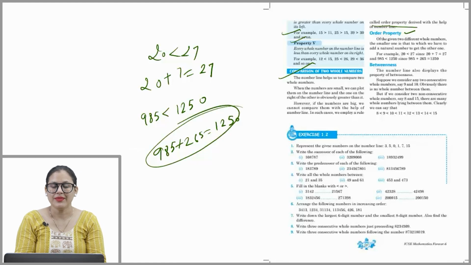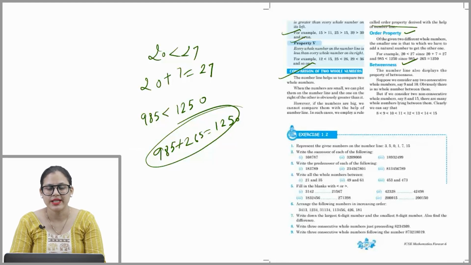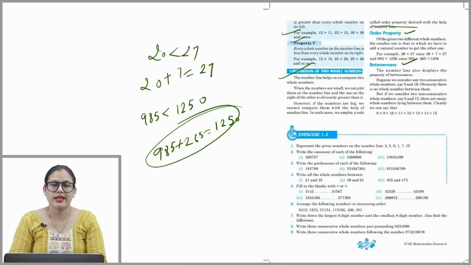Betweenness. The number line also displays the property of betweenness. Suppose we consider any two consecutive whole numbers, say 9 and 10. Obviously, there is no whole number between them. But if we consider two non-consecutive whole numbers, say 8 and 15, there are many whole numbers lying between them. Clearly, we can say that 8 is less than 9, 9 is less than 10, 10 is less than 12, and so on.